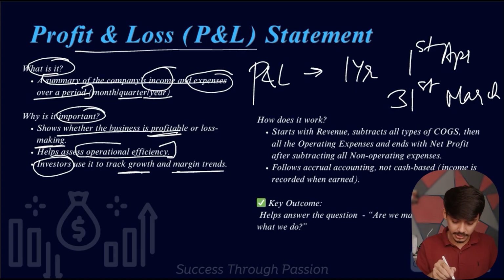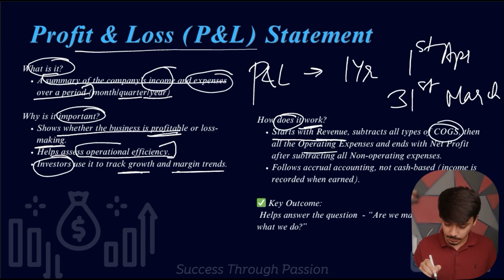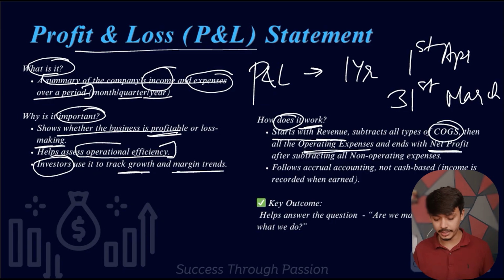Next, we are going to understand how a P&L works. So the first point, the P&L starts with revenue, subtracts all types of COGS, then all the operating expenses, and ends with net profit after subtracting all the non-operating expenses.